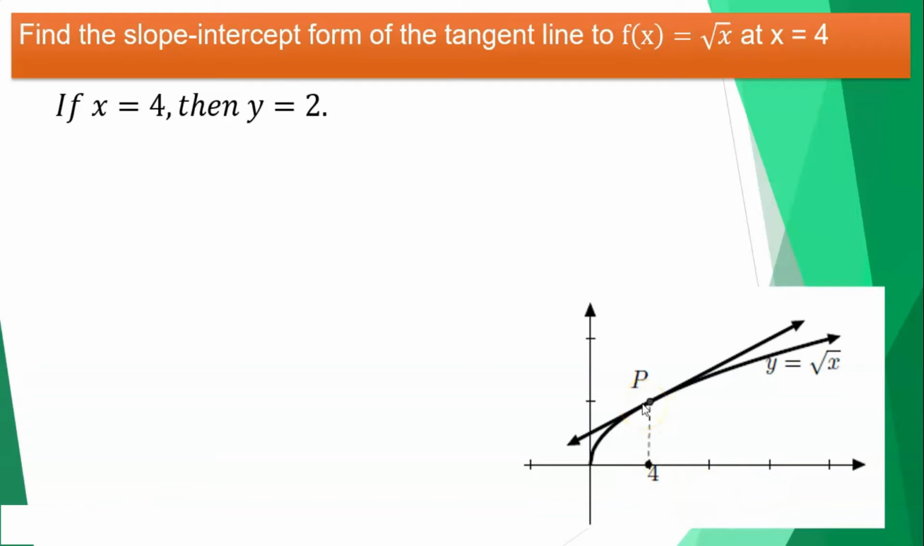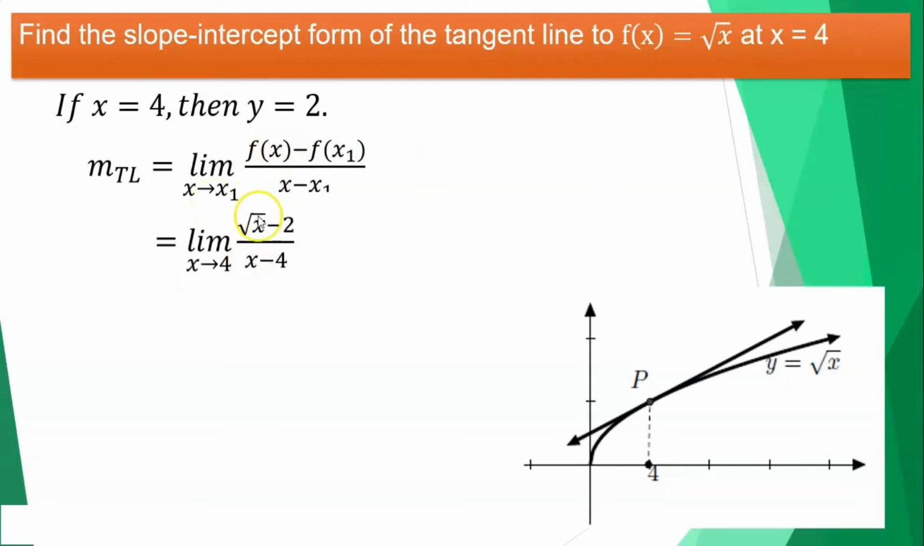So how is the y obtained? That's simply square root of 4, which is 2. So finding the slope of the tangent line, all we have to do is substitute f of x as square root of x. Our f of 4 is 2, over x minus 4 as x approaches 4. So with this one, let's rationalize by multiplying by its conjugate.